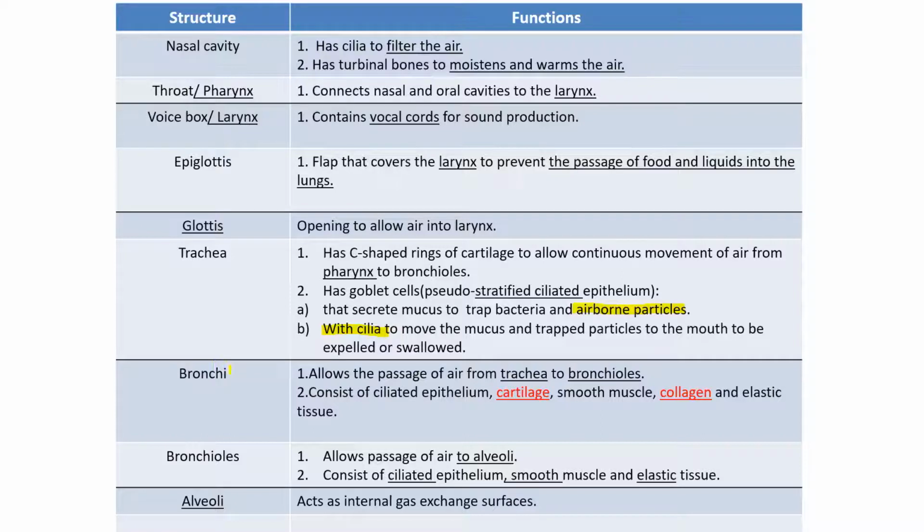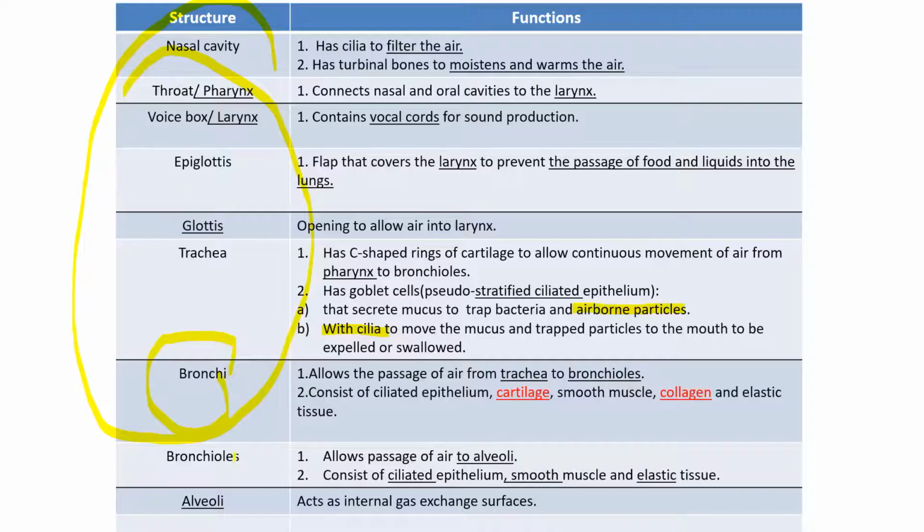Next structure is the bronchi, which allows the passage of air from the trachea to the bronchioles. The bronchi consist of ciliated epithelium, cartilage, smooth muscle, as well as collagen and elastic tissue. Bronchioles allow passage of air to the alveoli. Can you picture how these tissues and organs are aligned to form the human respiratory system?